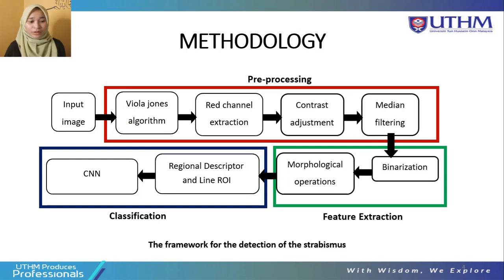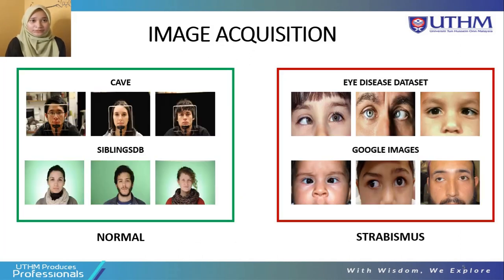So this is the methodology. This is the framework of the detection system. It consists of 3 stages: pre-processing, feature extraction and classification. Next is image acquisition. This is the input image for the system. For normal images we selected 2 datasets, the CAVE and Siblings DB, and for strabismus images we selected the iDisease dataset and Google Images. So the sample images will be taken from these 4 sources.